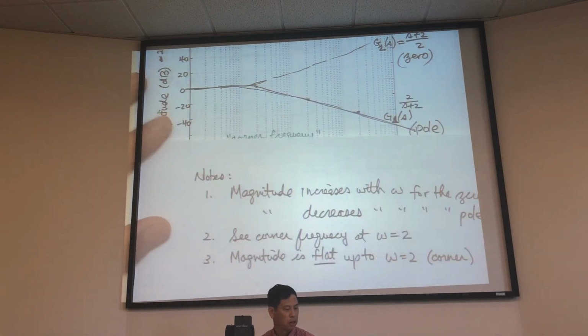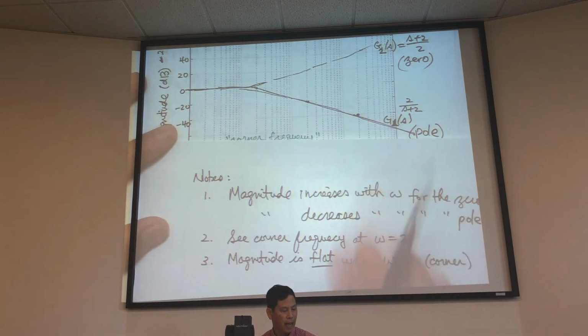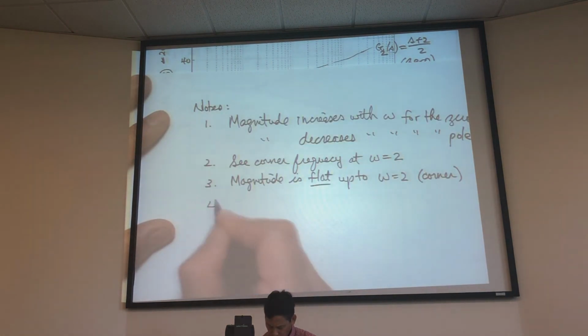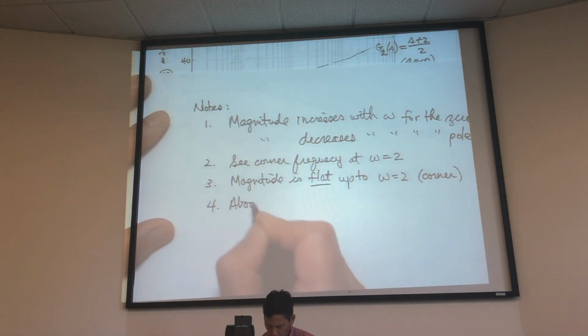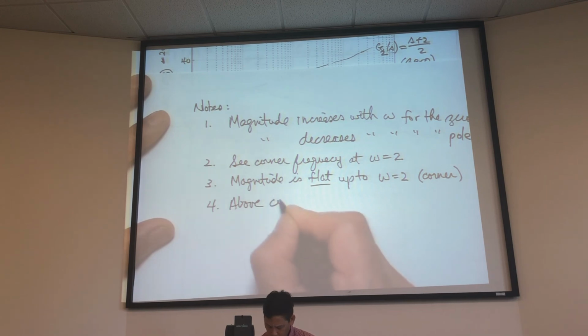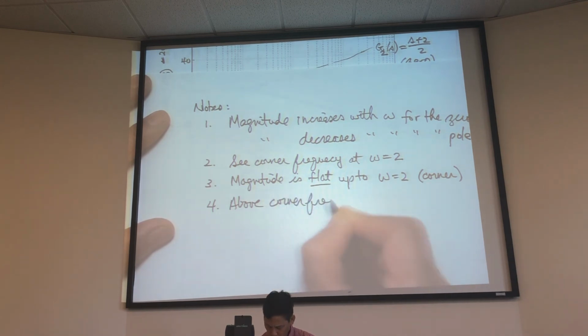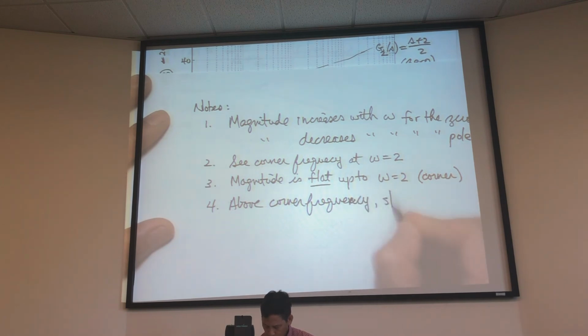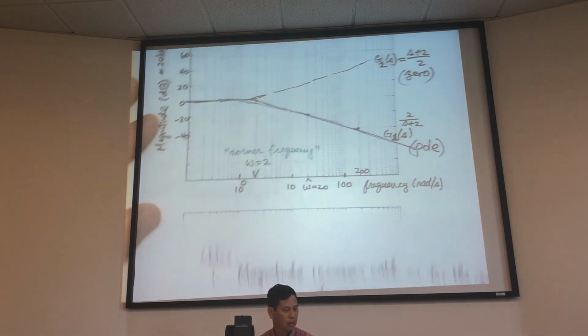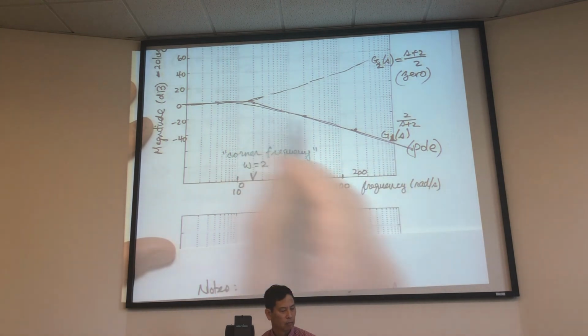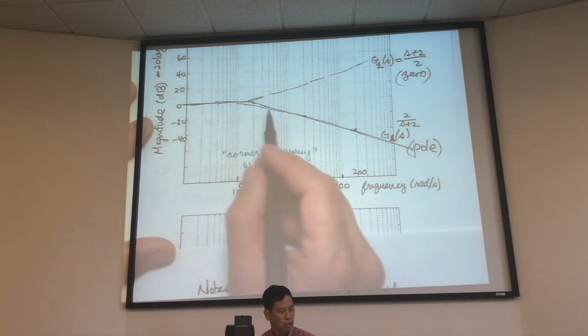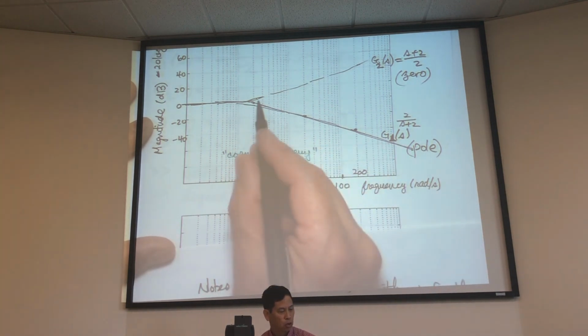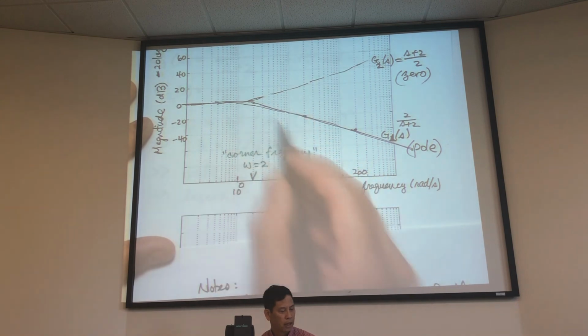Up to the corner, it's basically flat. Now after that, above the corner, let's take a look at the slope of this line. This slope is going to be, it changes 20 dB in 1 decade.